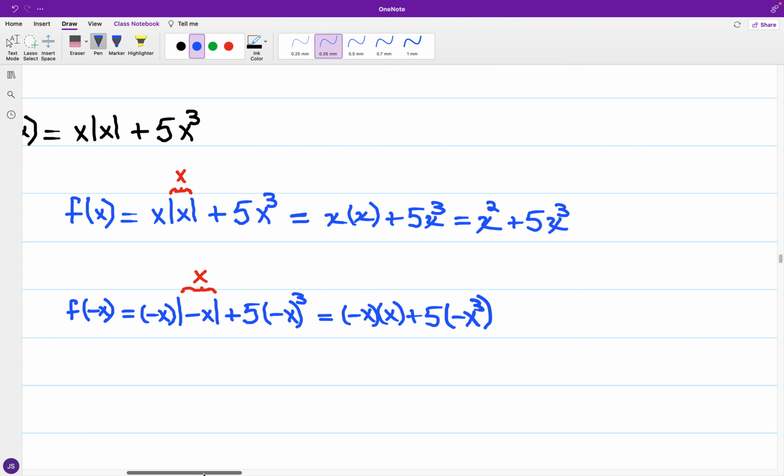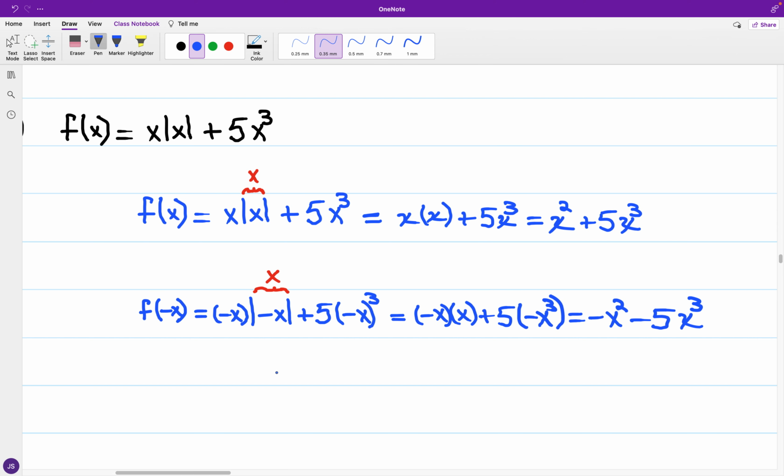And for this final output, you have negative x times x, so this will be negative x squared, and 5 times negative x cubed. So we're going to end up at minus 5x cubed. Looking at what we have in the development, we have for x and negative x, the inputs are additive inverses. So they are opposites.